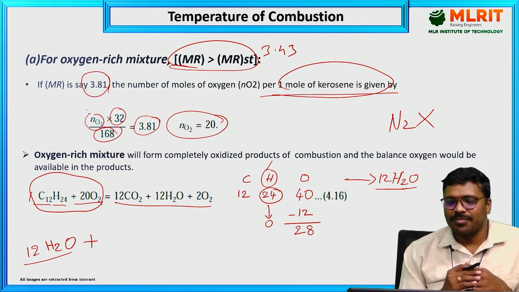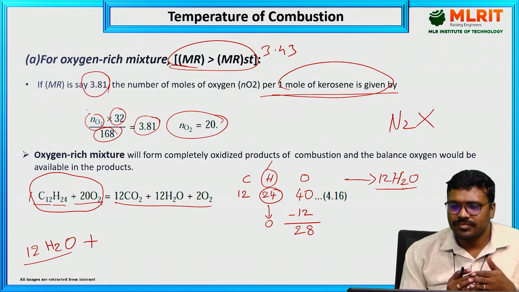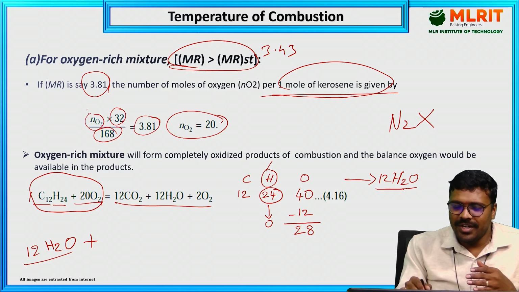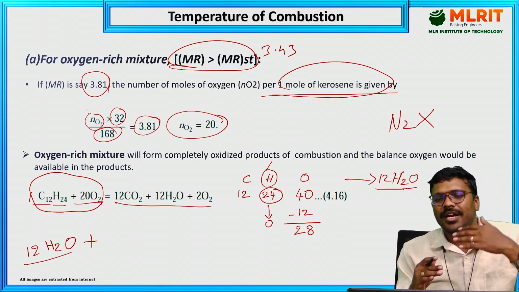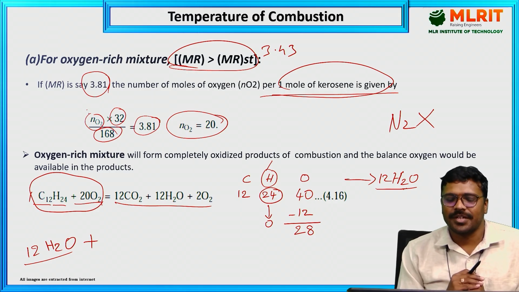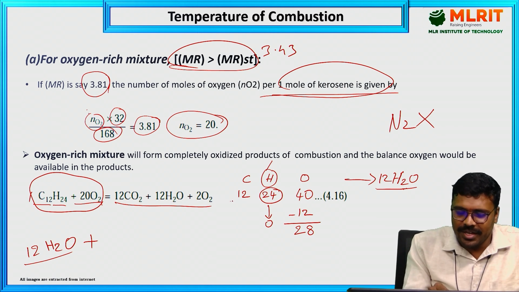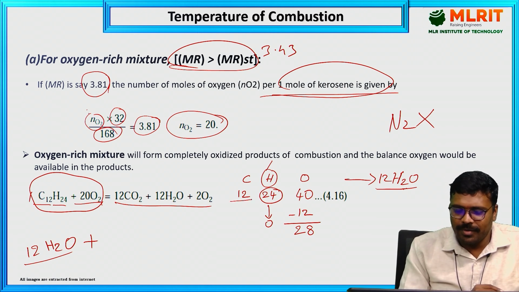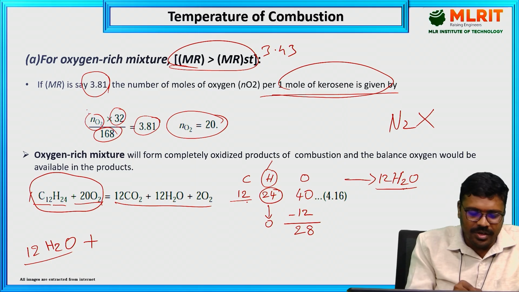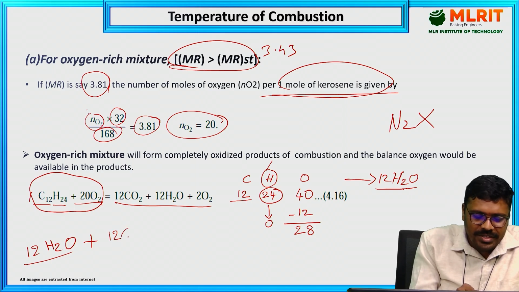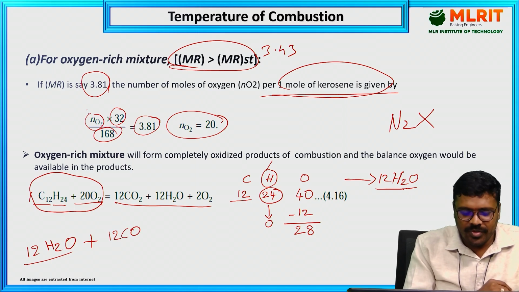So next step, after formation of H2O, whatever oxygen is left has to go and react with carbon to form carbon monoxide. How many carbon atoms are there here? 12 carbon atoms. So 12 carbon monoxide will form first. 12 carbon monoxide is formed.